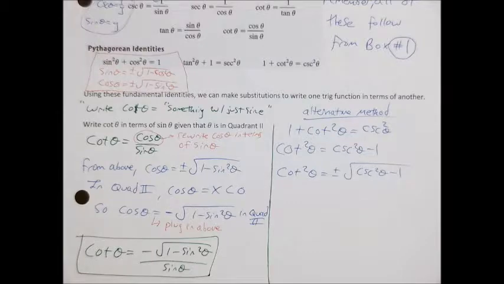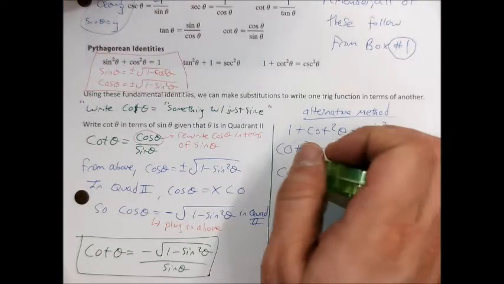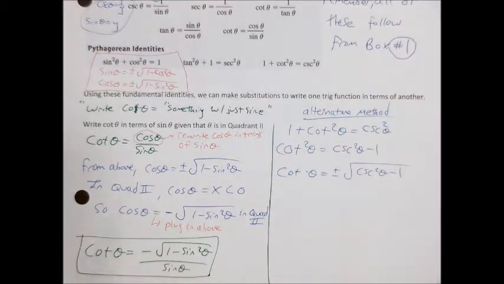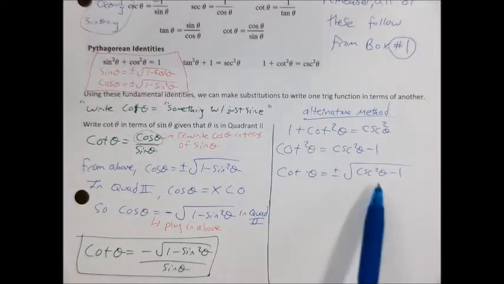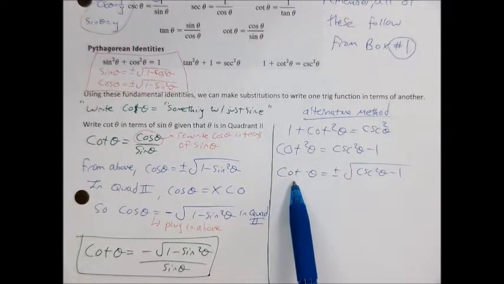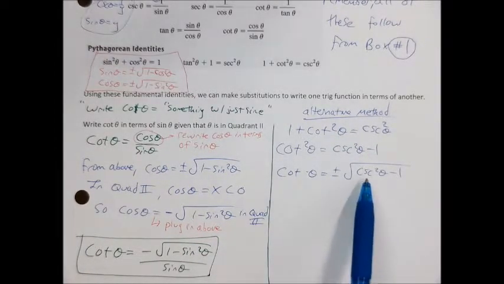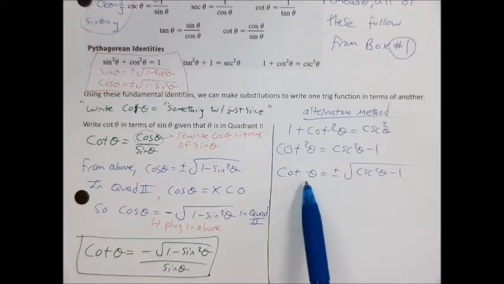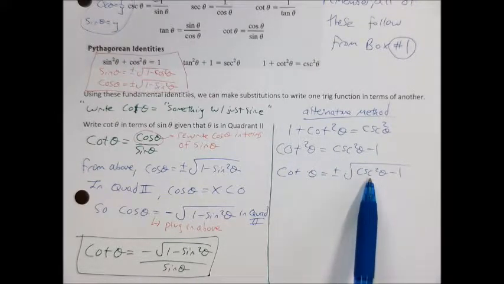Oops, I forgot to get rid of the square, right? It took a square root, and so it gets rid of the square. Sorry about that. This doesn't look particularly helpful right now, but at least we have cotangent by itself. In other words, if I can change cosecant into sine, then this would be what we wanted, because then we'd have cotangent on the left and we'd have sine on the right.